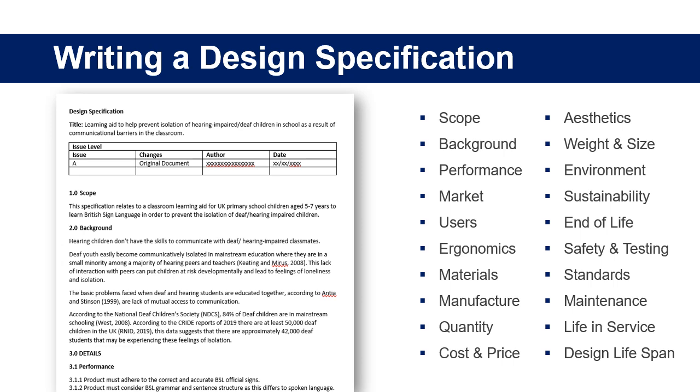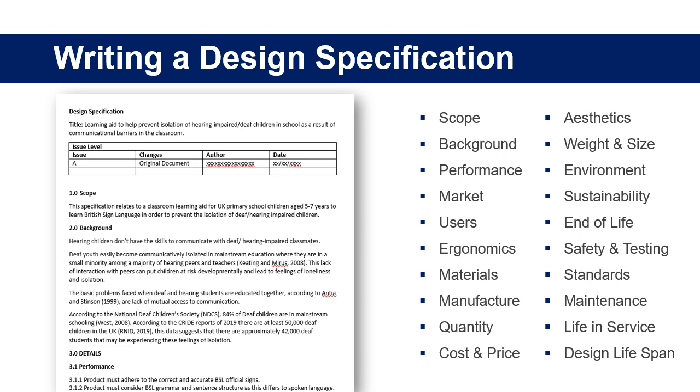This is purely for use by UK primary school children aged 5 to 7 years. And it's to help them learn British Sign Language. So we're not concerned about any other kind of sign language or any other languages. This is just British Sign Language. And then at the end of that sentence, we're stating exactly what the point of this project is. It's in order to prevent the isolation of deaf or hearing impaired children. So within the scope, in the space of one sentence, we're very clearly laying out the scope of this project.